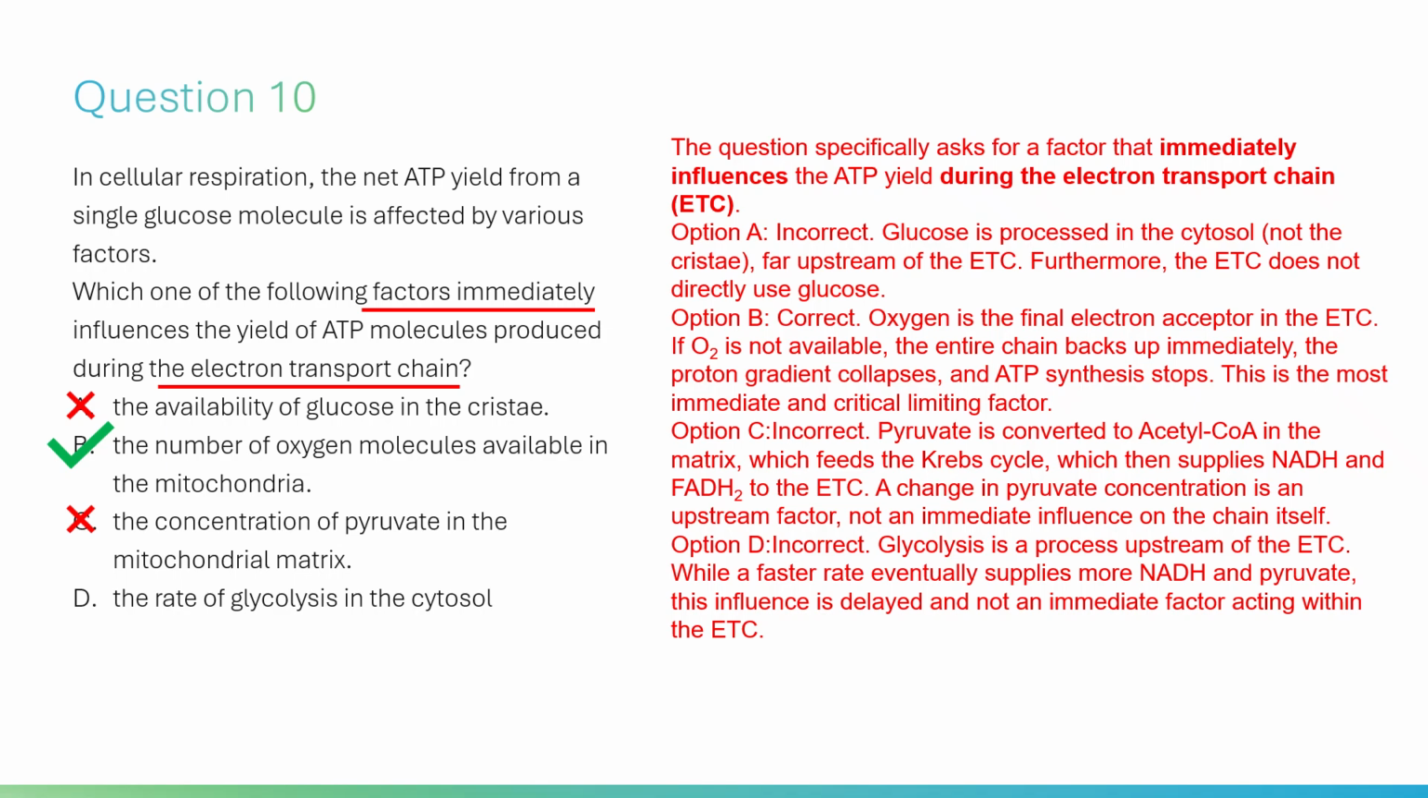Option D, incorrect. Glycolysis is a process upstream of the ETC. While a faster rate eventually supplies more NADH and pyruvate, this influence is delayed and not an immediate factor acting within the ETC.